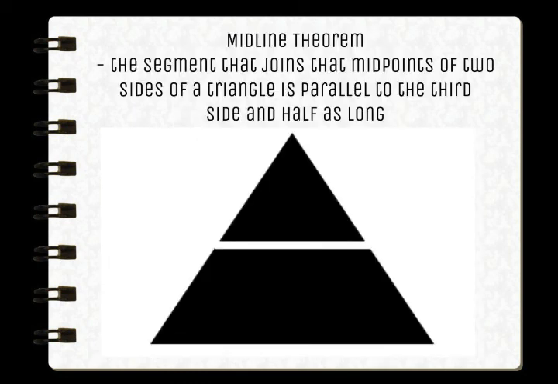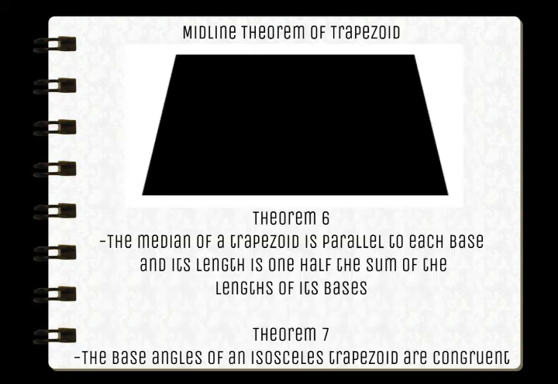Midline theorem. The segment that joins the midpoints of two sides of a triangle is parallel to the third side and half as long. Midline theorem of trapezoid. Theorem 6. The median of a trapezoid is parallel to each base and its length is one-half the sum of the lengths of its bases.